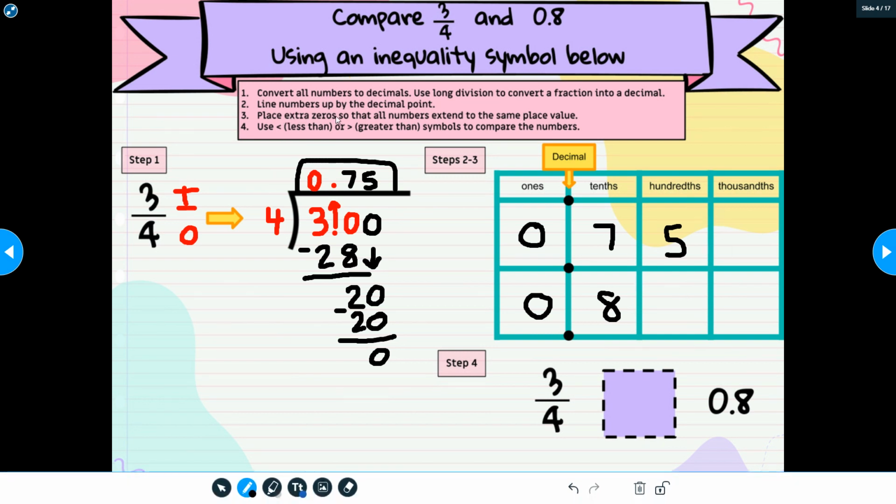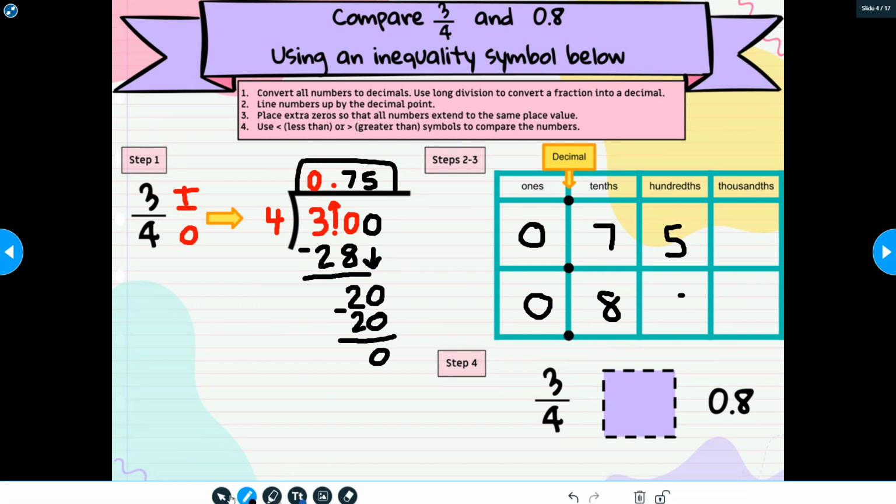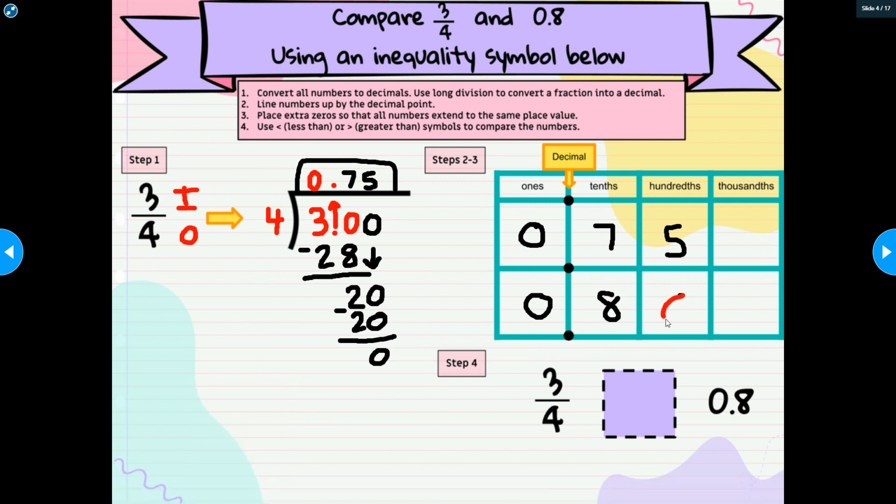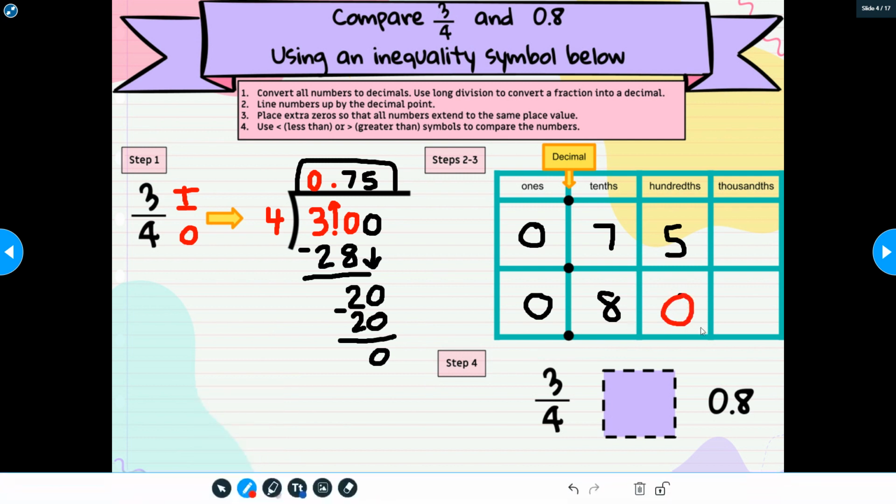We're going to place extra zeros. This is step 3. Place extra zeros so that all numbers extend to the same place value. You'll notice they don't do that. They need to both extend to the hundredths place. So since 75 hundredths goes to the hundredths place, we need to make 8/10 go to the hundredths place. So we just place an extra 0 and do that with a different color. Okay, so now it's 80 hundredths.